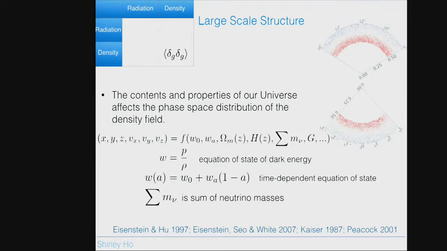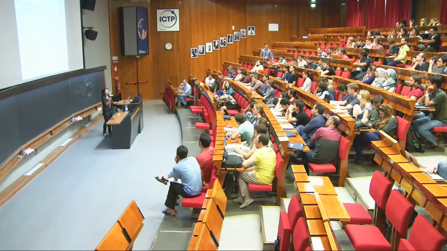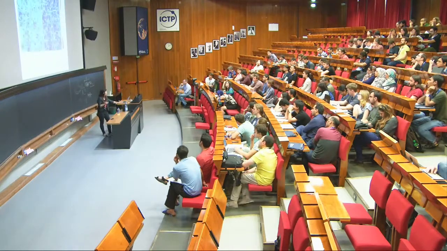So you have all these things that will basically affect the phase space distribution of the universe. If you can extract the information from the phase space distribution of the large-scale structure, you learn about the things that it's a function of. Okay, so that's the basic idea of large-scale structure. There are many papers to read about this, but we talked about baryon acoustic oscillation yesterday. We'll touch on something called redshift space distortions today.